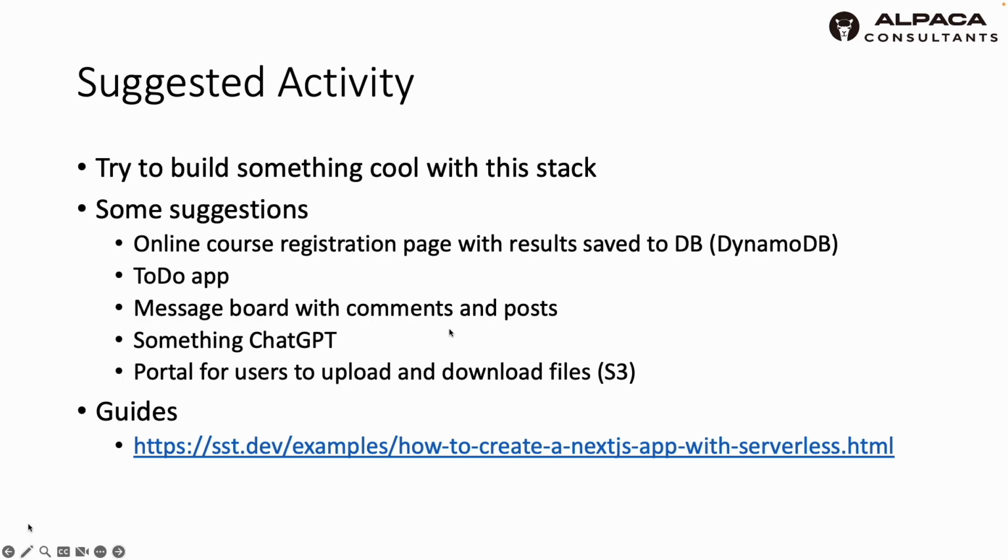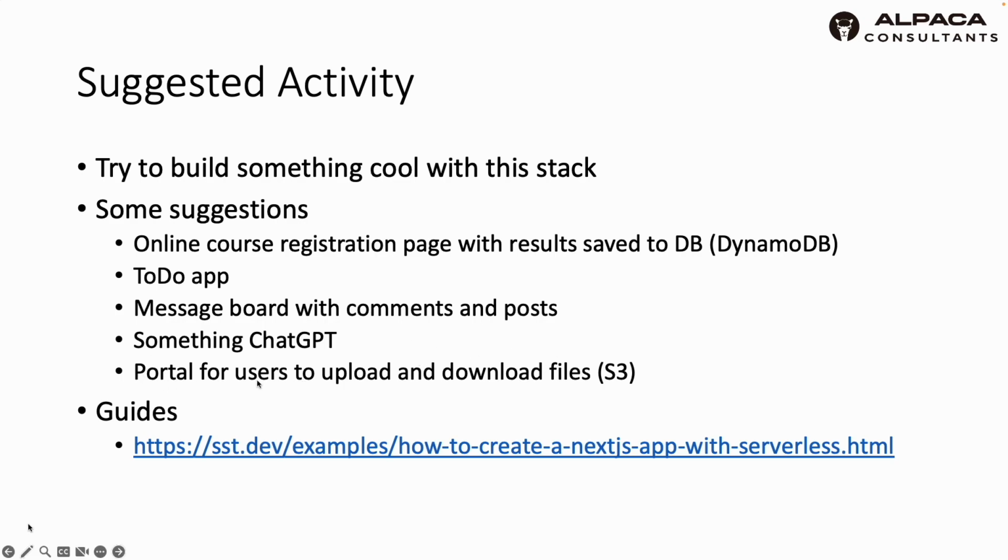Message boards with comments and posts. Something with ChatGPT is another idea. It seems quite popular now. So you could, for example, create a Next.js API, which is going to, I don't know, pass some user input and then do something with it. So using ChatGPT.